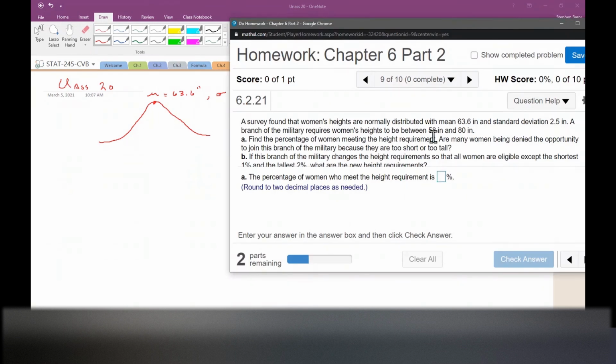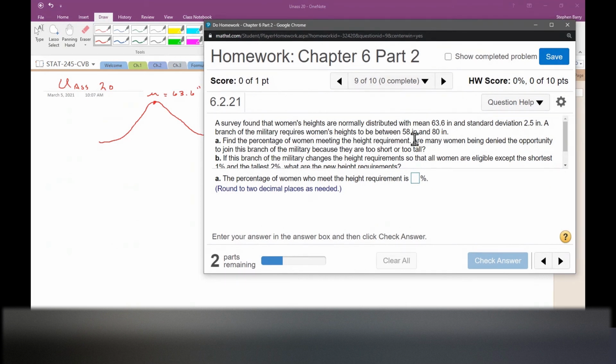And you have to be between 58 and 80 inches in order to even fit inside some of these airplanes. That's usually why they have height requirements. We'll figure this out later on in terms of, even like an airline, when they design their seats, how much room do you need between seats in order to fit somebody's leg? This is the same type of question. So between 58 and 80.